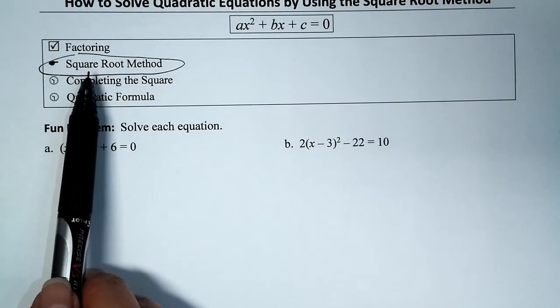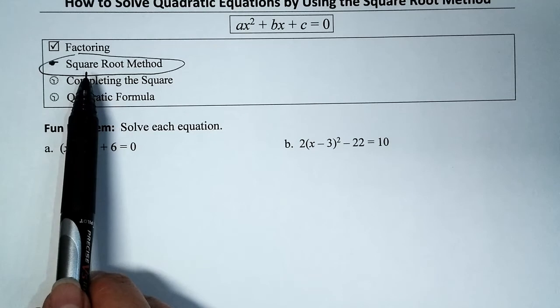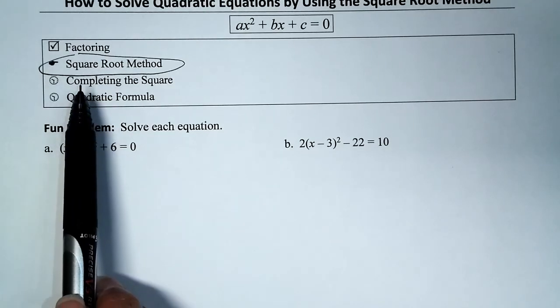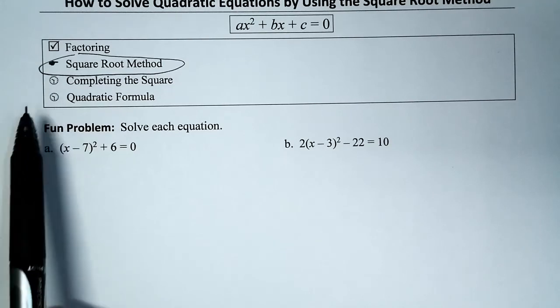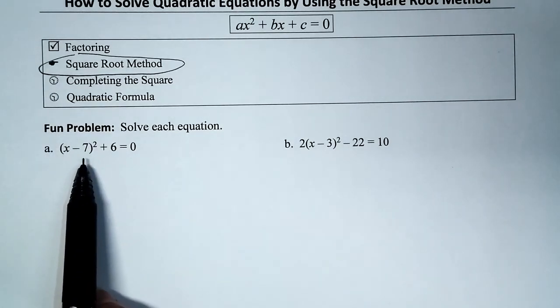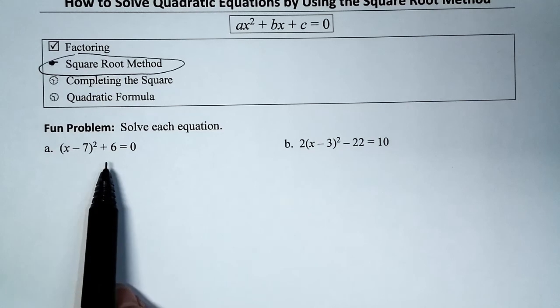Can I use the square root method? If the answer is yes, then I'm going to take it. And if the answer is no, then I'm going to factor. And if I can't factor, then I have my backup plans. Okay, so I'm going to ask myself, can I take a shortcut? Can I use the square root method?